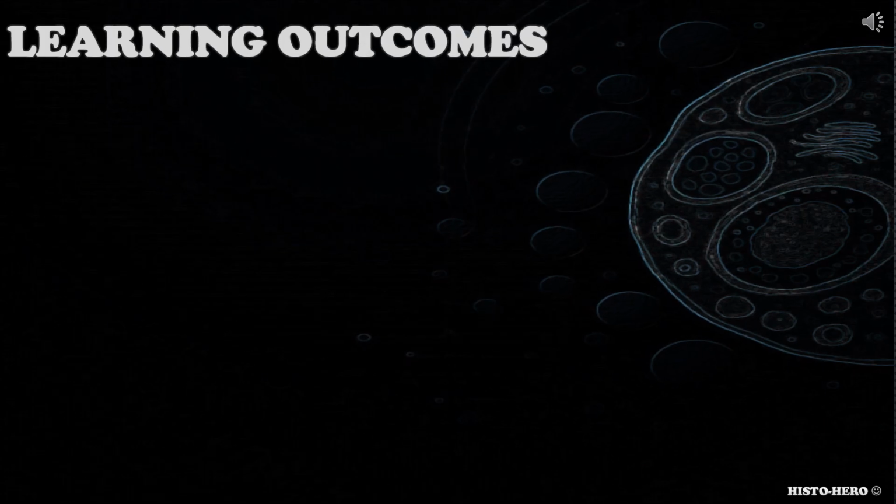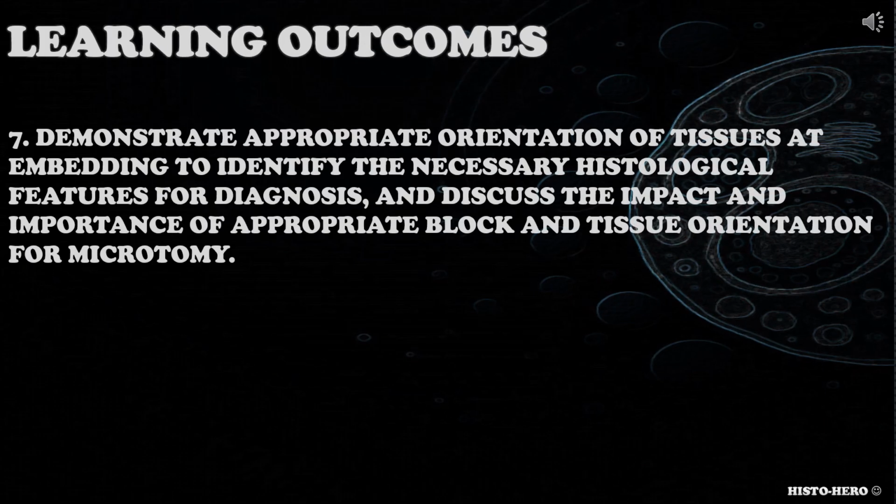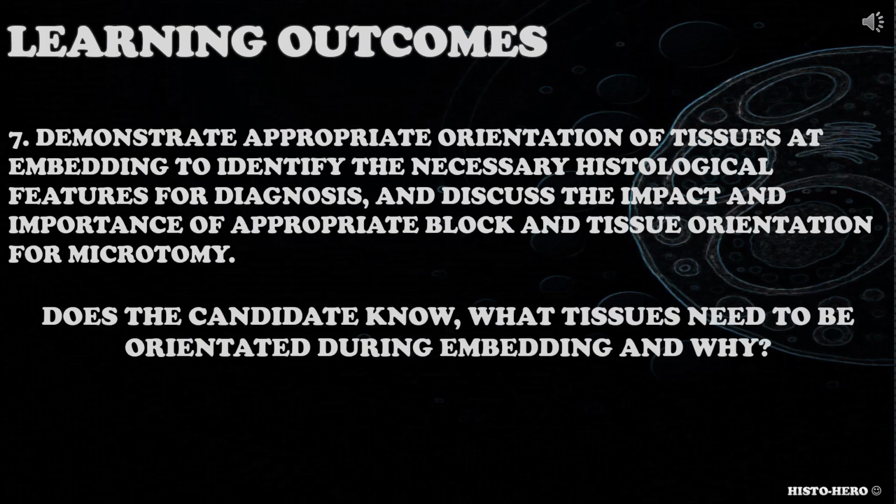The seventh learning outcome is, demonstrate appropriate orientation of tissues at embedding to identify the necessary histological features for diagnosis, and discuss the impact and importance of appropriate block and tissue orientation for microtomy. Candidate needs to orientate tissue correctly and identify relevant features. Does candidate know what tissues need to be orientated during embedding and why?